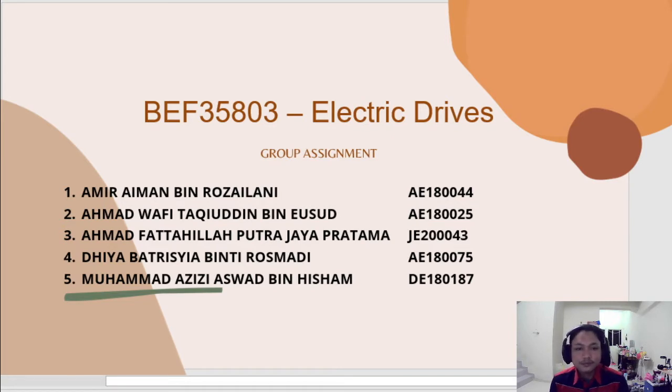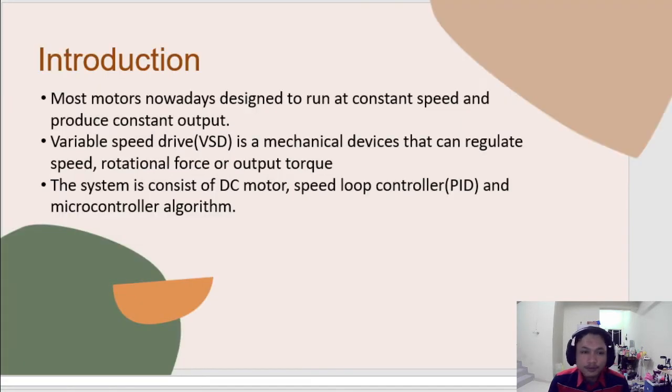Okay, this is our group member for electrical drive. The first member is AMIR AIMAN bin ROZAILANI. The second member is AHMAD WAFI TAQIUDDIN. The third member is AHMAD FATTAHILLAH, the fourth member is DHIYA BATRISYIA, and the fifth member is me, Muhammad Azizi Aswad bin HISHAM. Okay, next I'm going to explain about the introduction of our project.